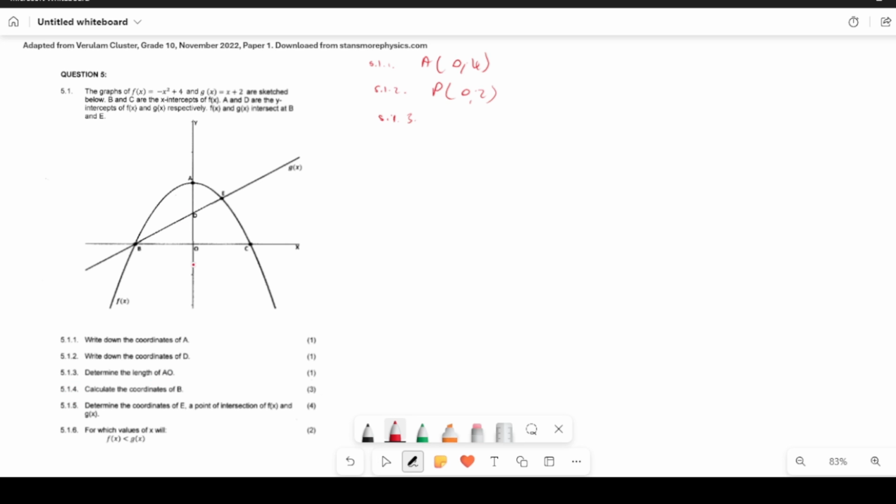5.1.3. AO, remember AO will be the y value at the top. So remember this as coordinates 0 and 4, and the origin as coordinates 0 and 0. So y at the top minus y at the bottom, 4 minus 0. So that will be 4 units.